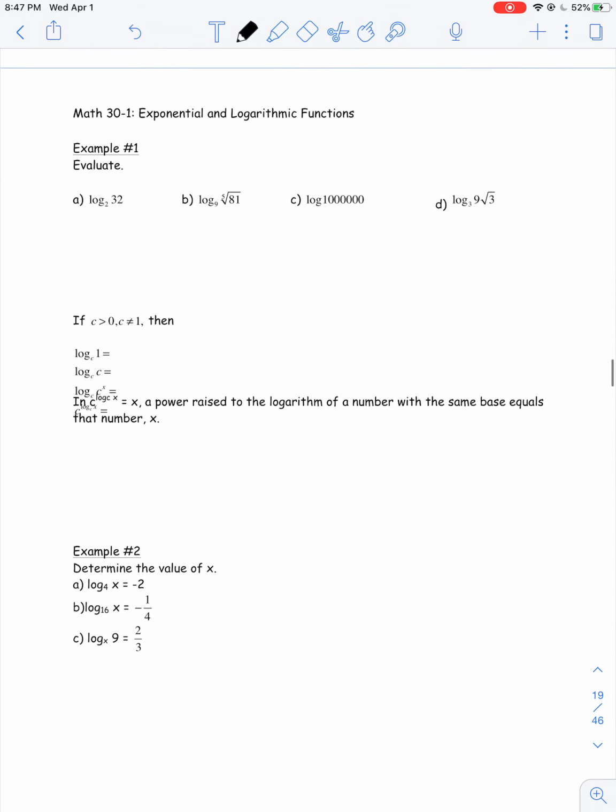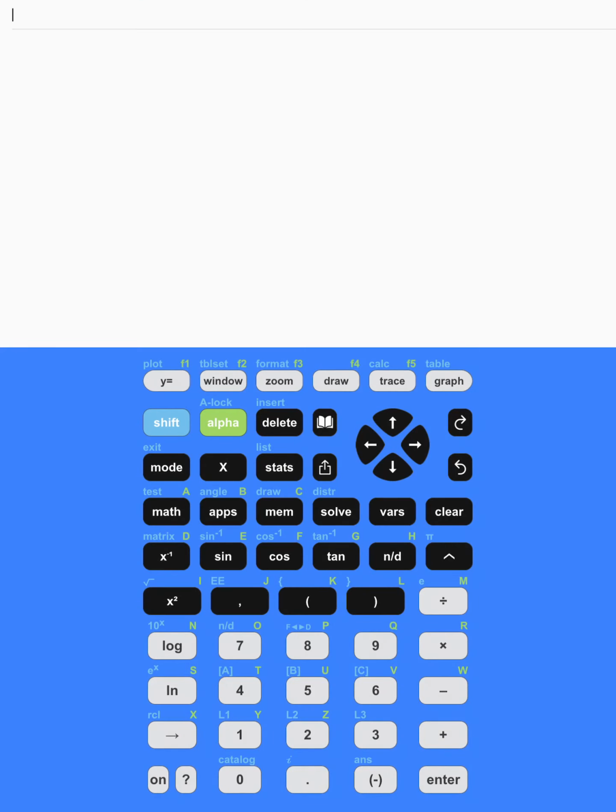Example number 1. So they want us to evaluate this. So we can use our calculator. I want to show you the steps in order to use your calculators, but then I want to show you another method as well. There are 2 different calculator versions, depending on which version you have.